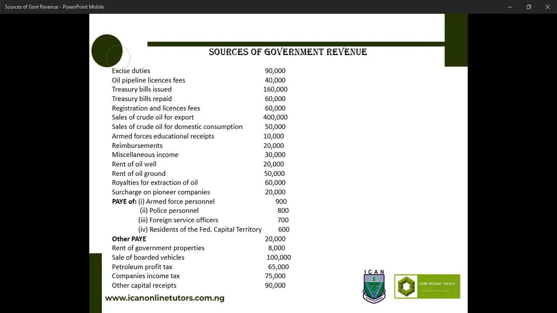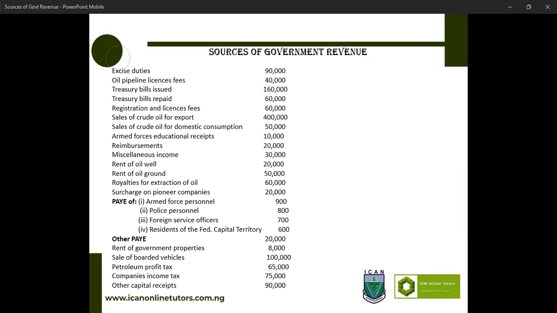Treasury bills issued. Revenue, CRF. Treasury bills repaid. Expenditure, CRF. Registration and license fees. Federation. CRF. It should be CRF.